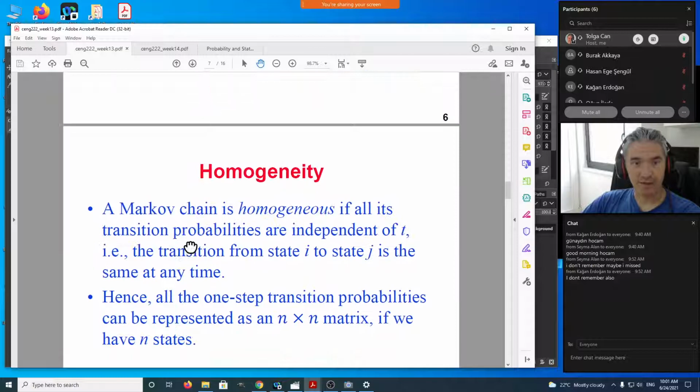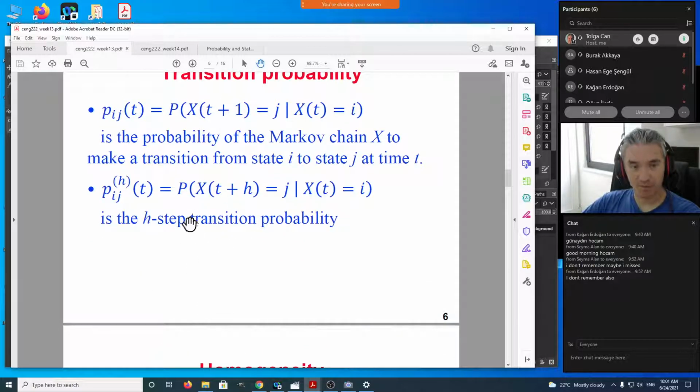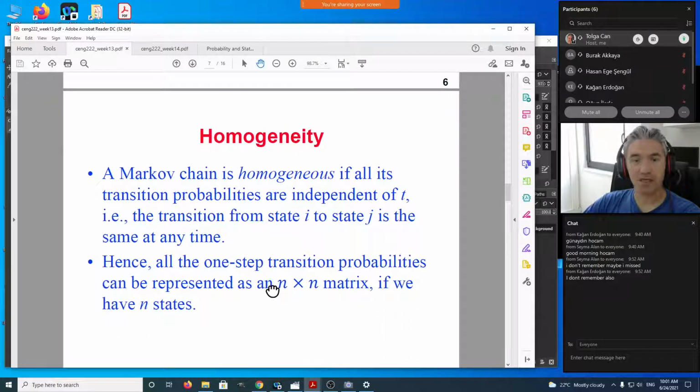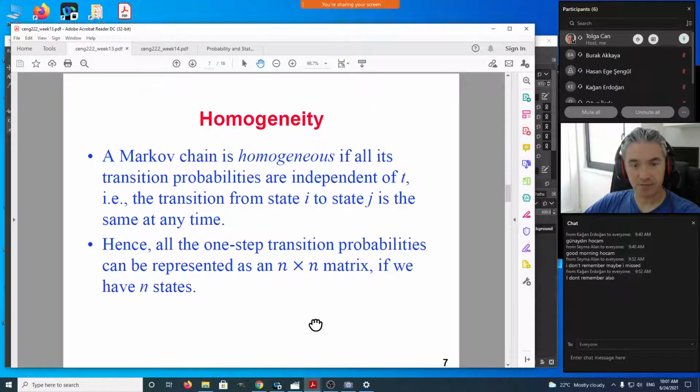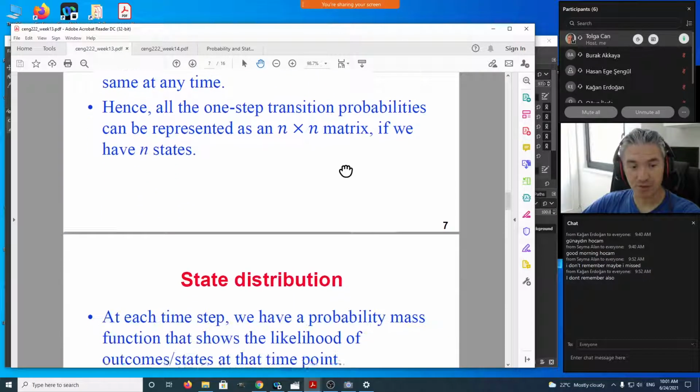So here, let's go again step by step. So we talked about h-step transition probability. When it's not dependent on time, we call that homogeneous. I gave examples about that. When we don't have homogeneous Markov chains, it's possible. If these transition probabilities change from day to day, then it's not homogeneous.